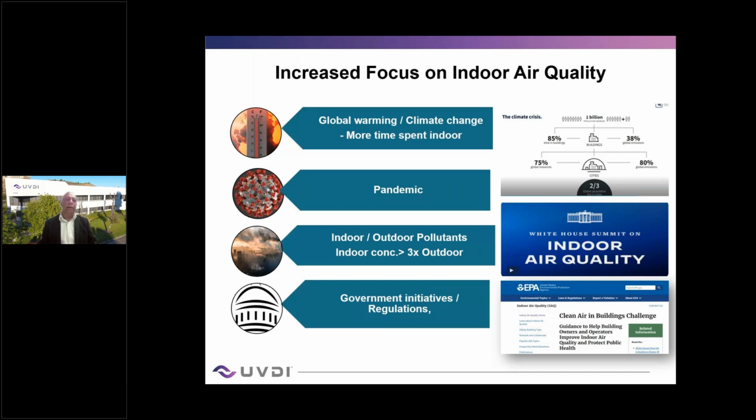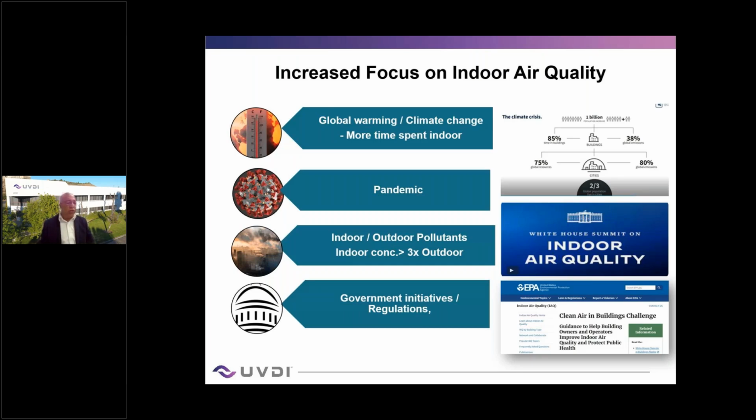Of course, we still have the outdoor pollutants. We have the smog and now wildfires affecting our indoor air quality. But in addition to what's outside and what's been pulled inside the building from our HVAC system, there's also a pretty high generation of pollutants inside the building.